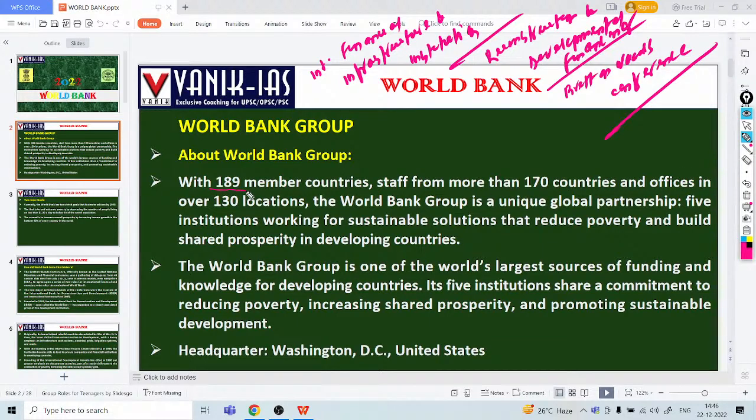With 189 member countries, staff from more than 170 countries, and officials in over 130 locations, the World Bank Group is a unique global partnership: 5 institutions working for sustainable solutions that reduce poverty and build shared prosperity in developing countries. It is headquartered at Washington DC in USA, created by the Bretton Woods Conference, and has 5 group institutions.